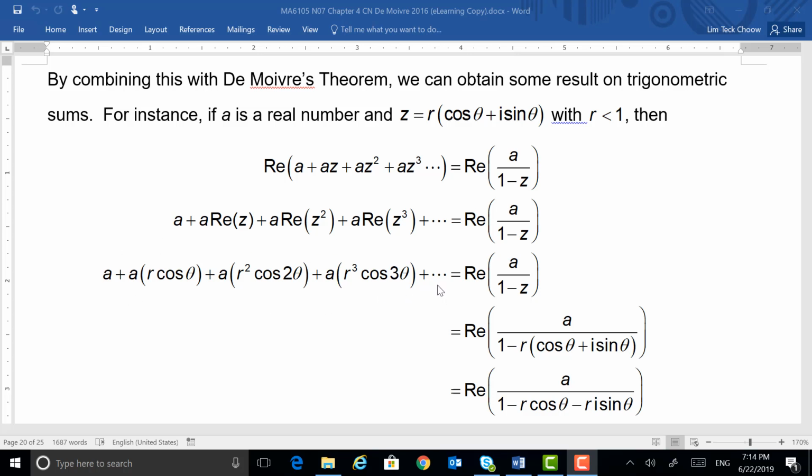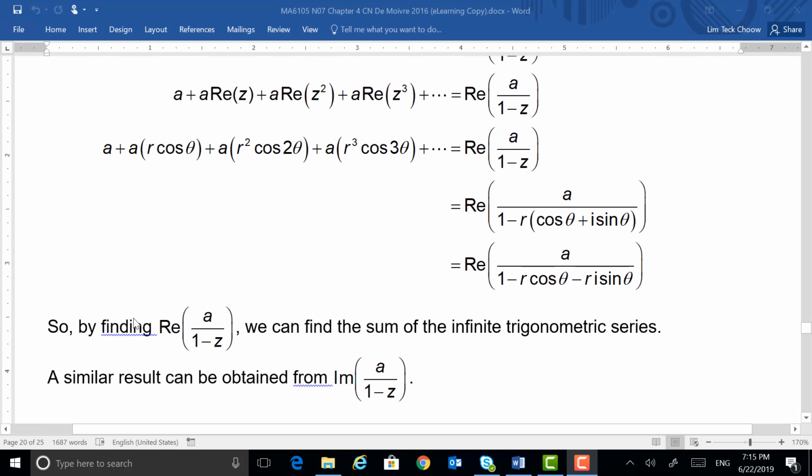Likewise, if you apply this to the imaginary part on either side, then you will have a series of the sine function equal to the imaginary part of this. The same thing applies: you obtain a nice formula for an infinite series involving the sine ratio. This is what I meant. If you now apply to the imaginary part, you get a nice result, and we'll see more of this in the later examples.